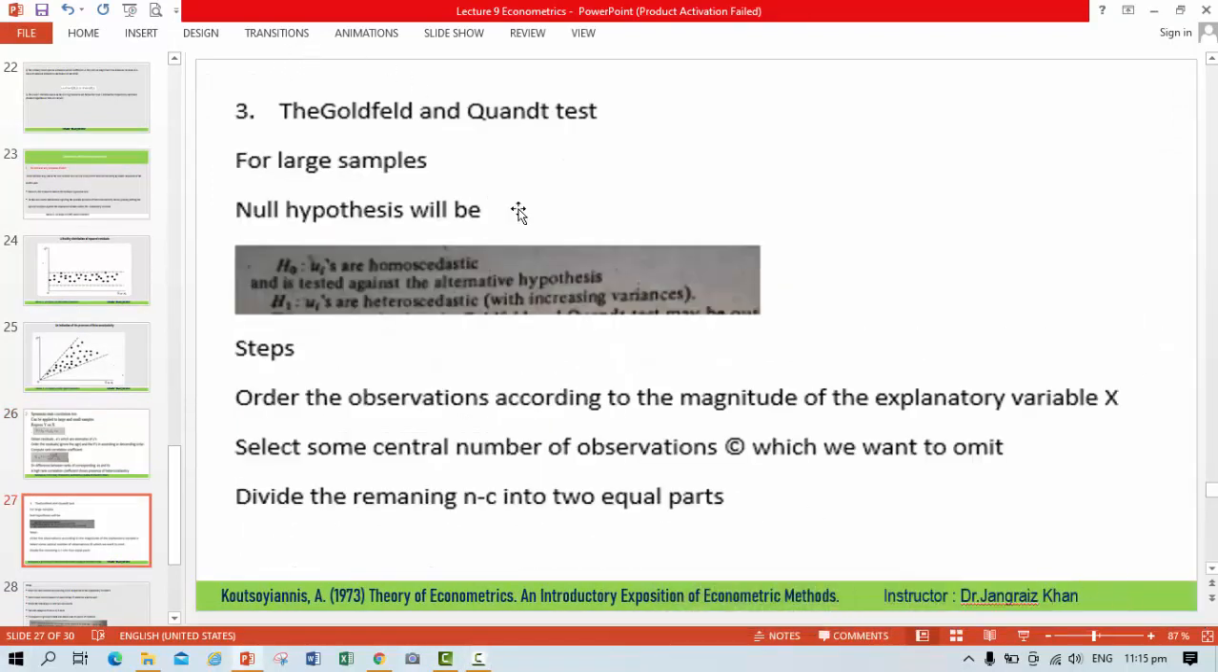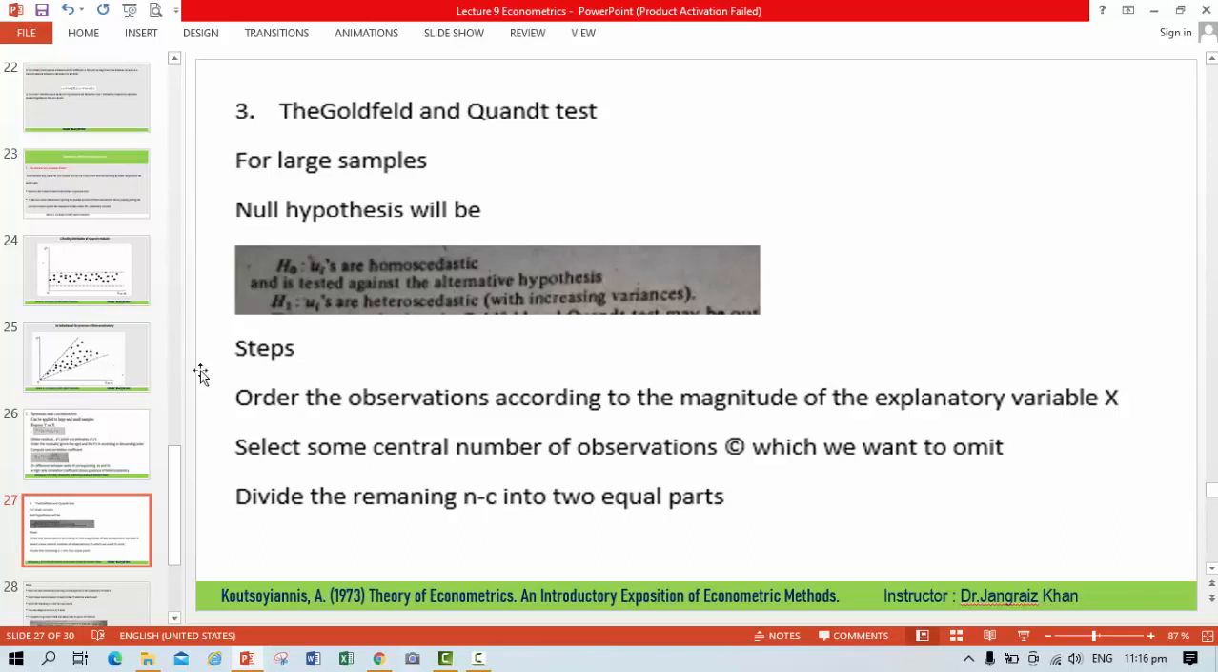The third test to find heteroskedasticity is the Goldfeld and Quandt test. It can be used for large samples. The null hypothesis is H0: the ui's are homoskedastic, tested against the alternative hypothesis that the ui's are heteroskedastic. The steps are very simple. We order the observations according to the magnitude of the explanatory variable x. Select some central number of observations, let's call it C, which we want to omit. We divide the remaining n minus C into two equal parts.